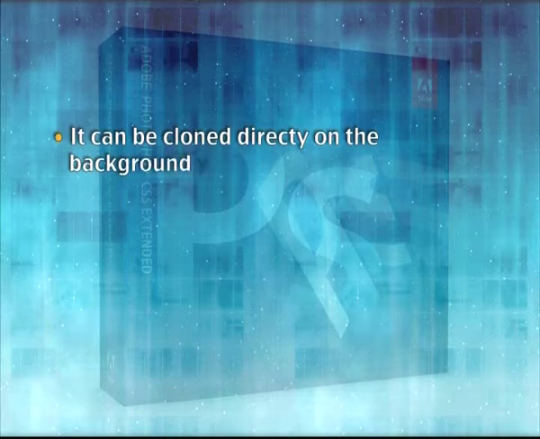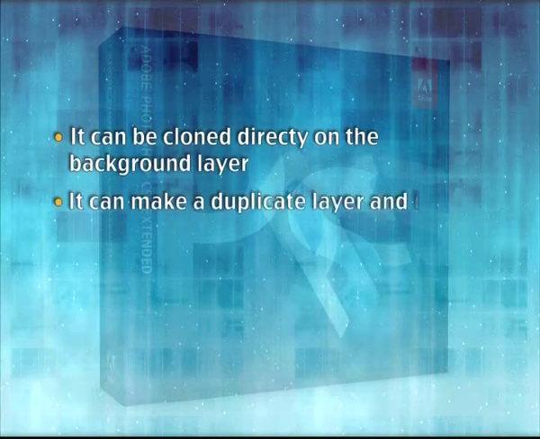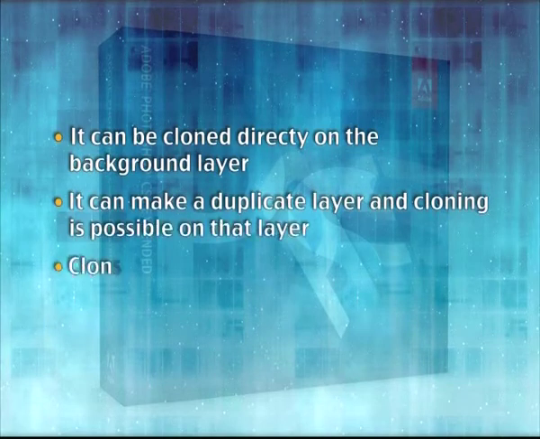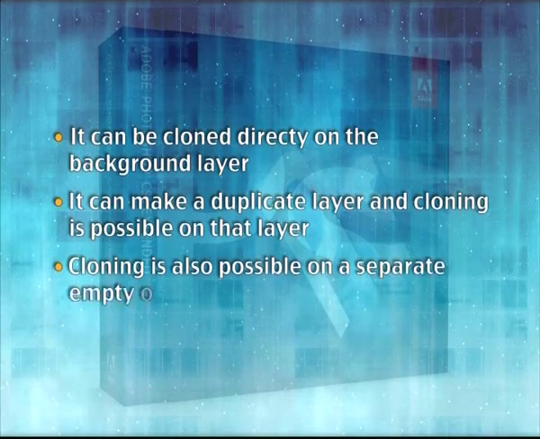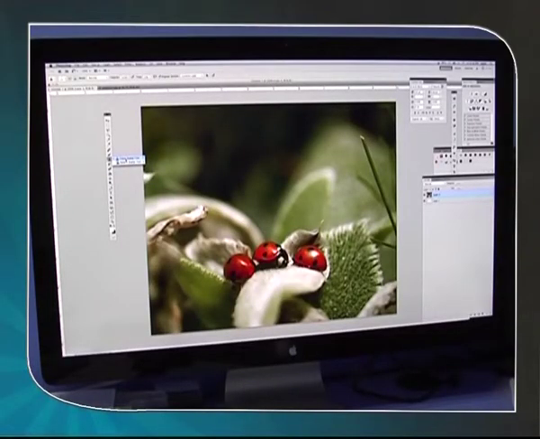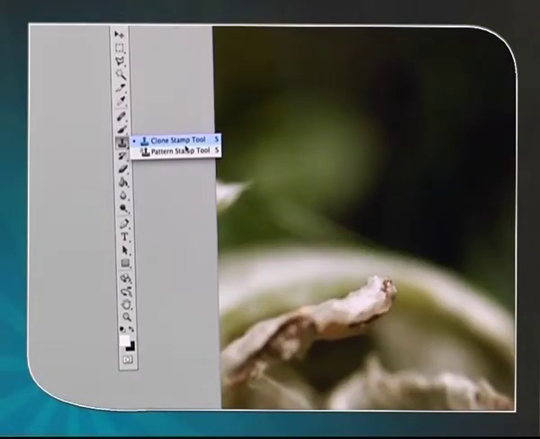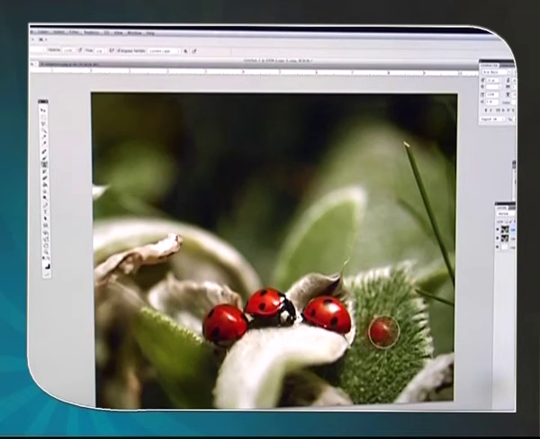Three methods for cloning. There are at least three methods used for cloning. It can be cloned directly on the background layer. It can make a duplicate layer and cloning is possible on that layer. Cloning is also possible on a separate empty layer. The first method is most often used by beginners because it is the most obvious. It is also the most dangerous because any changes are permanent and can't be undone once saved. Therefore, this method should rarely be used.